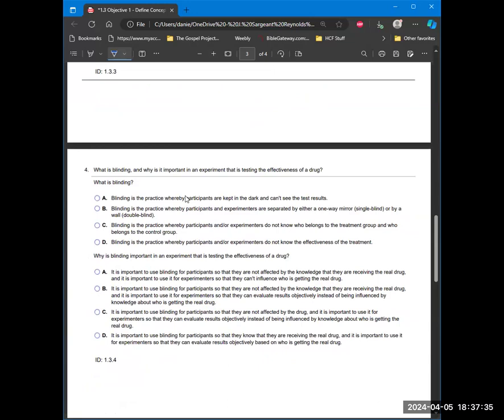And what is blinding and why is it important in an experiment that is testing the effectiveness of a drug? So blinding is the practice whereby participants and or experimenters do not know who belongs to the treatment group and who belongs to the control group. So that's C.